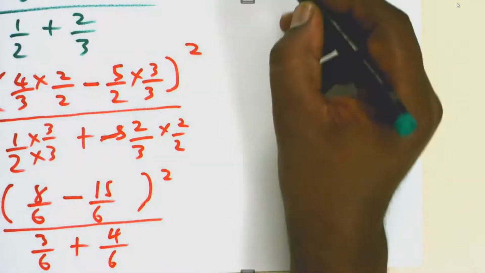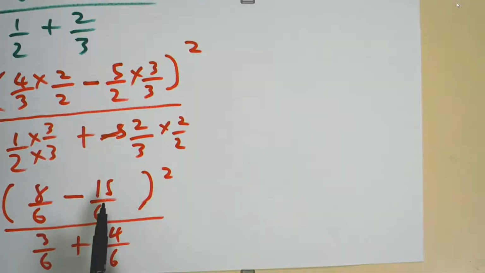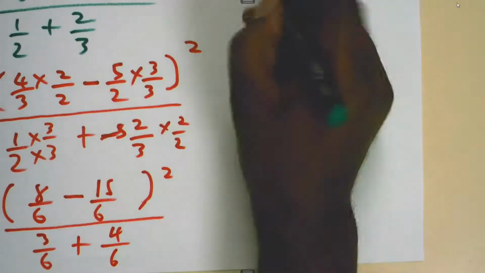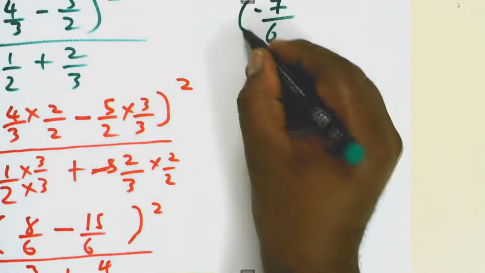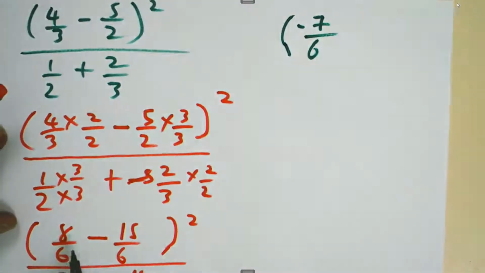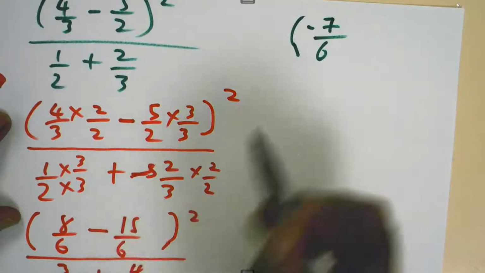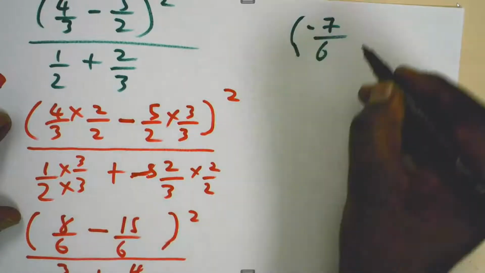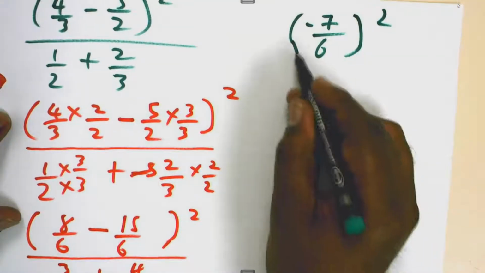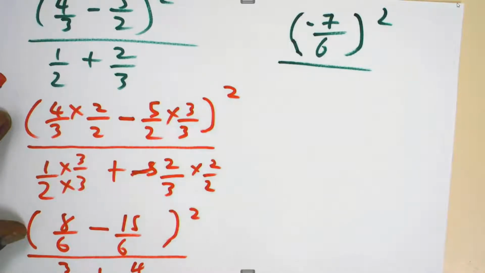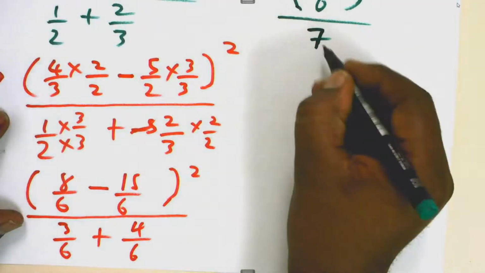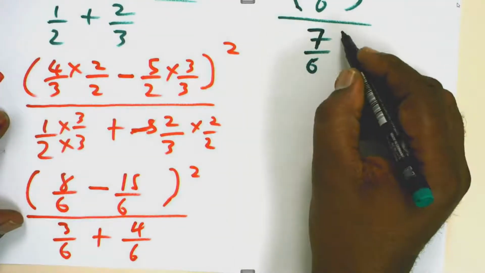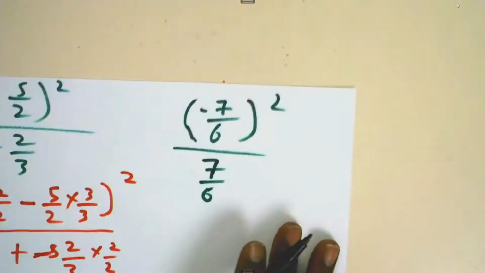Taking it up here, 8 minus 15 is minus 7 over our LCM, which is 6. Remember, still squared. 3 plus 4 is 7 over our LCM, which is 6. That's where we are now.